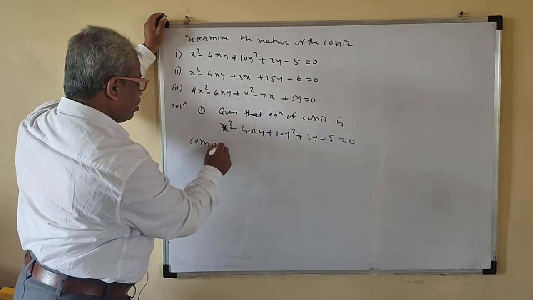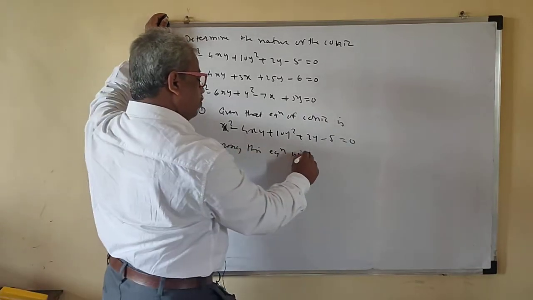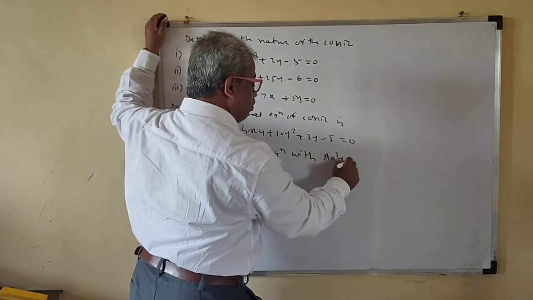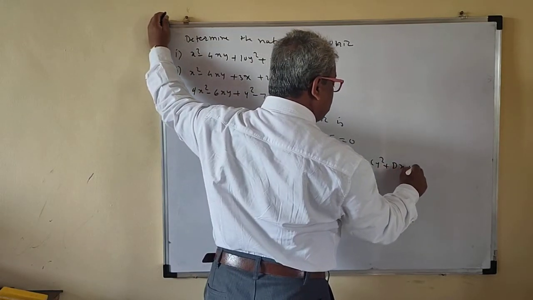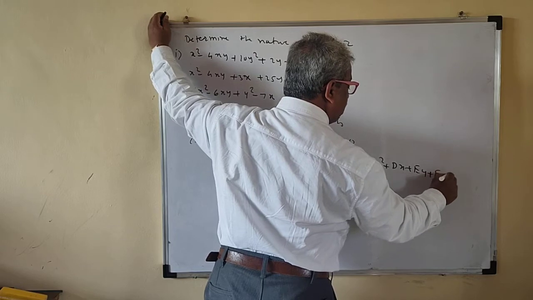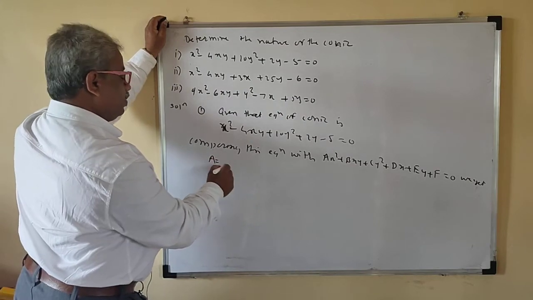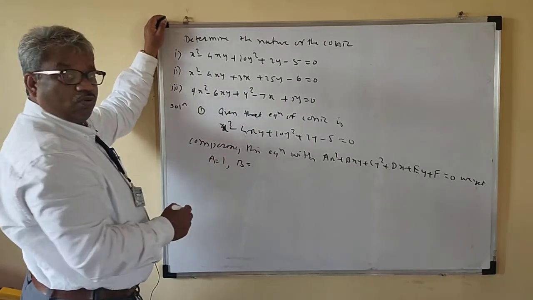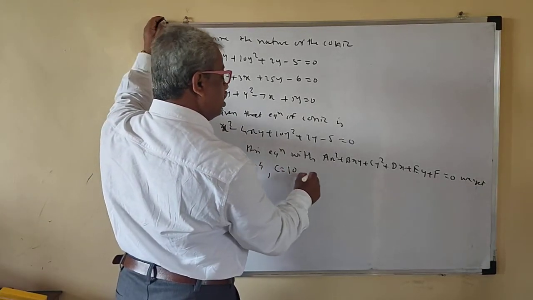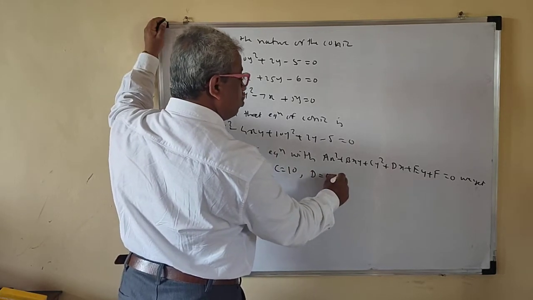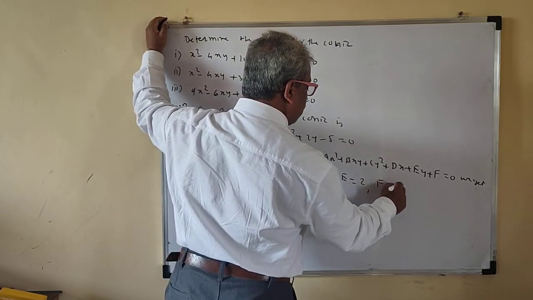Comparing this equation with ax square plus bxy plus cy square plus dx plus ey plus f is equal to 0, we get a, the coefficient of x square, is 1. b, the coefficient of xy, is minus 4. c, the coefficient of y square, is 10. d, the coefficient of x, is 0. e, the coefficient of y, is 2. And f is minus 5.